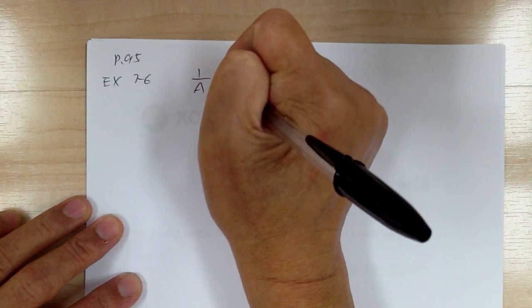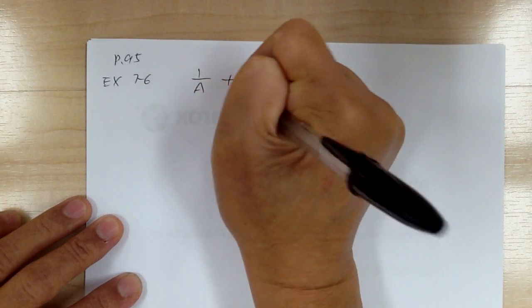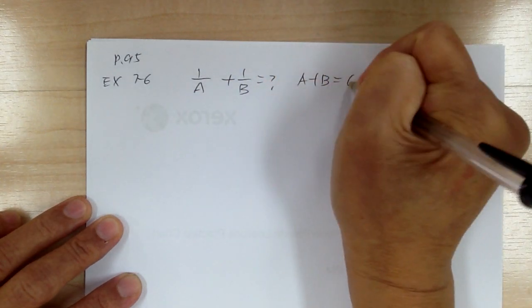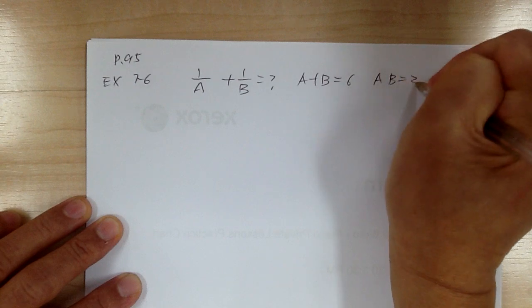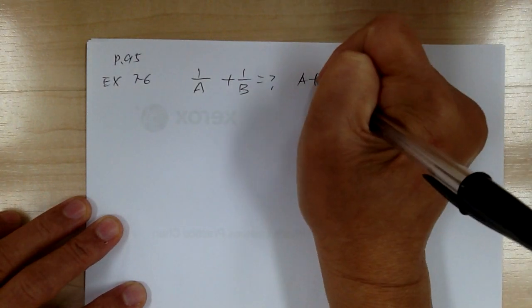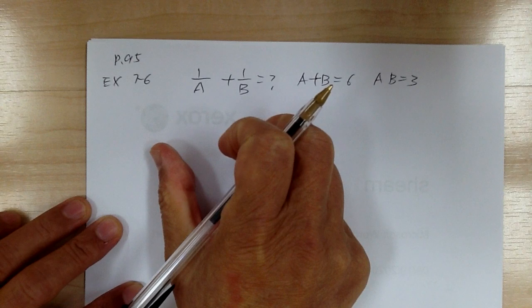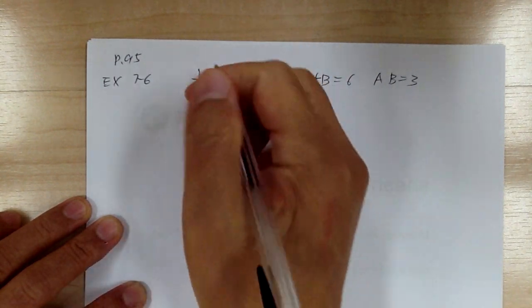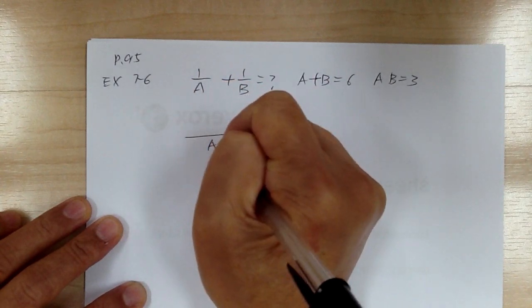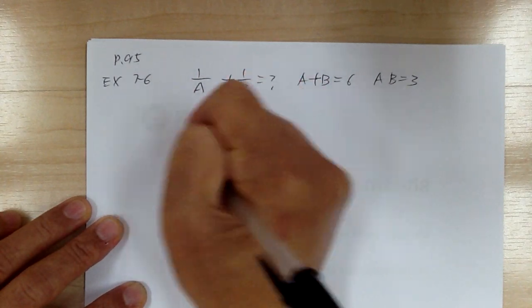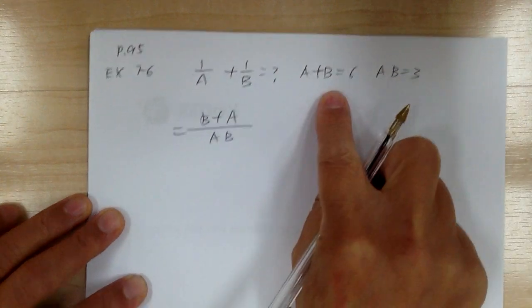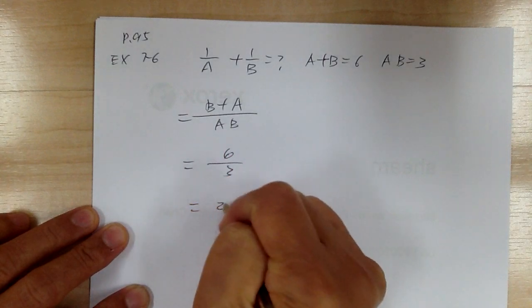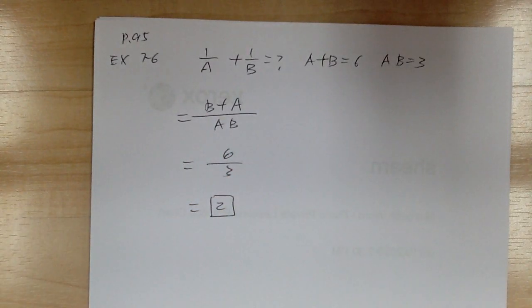Okay, let's go to example 7-6. It says 1 over a plus 1 over b, if a plus b equal to 6 and ab equal to 3. So sometimes you have to undo the fractions, sometimes you have to combine them. So if you go ahead and make a common denominator, okay, so you're going to get b plus a over ab. And in this case, you can see that you'll have that, right? So this is equal to 6 over 3, and so this is equal to 2. Okay, so this one is not too bad.